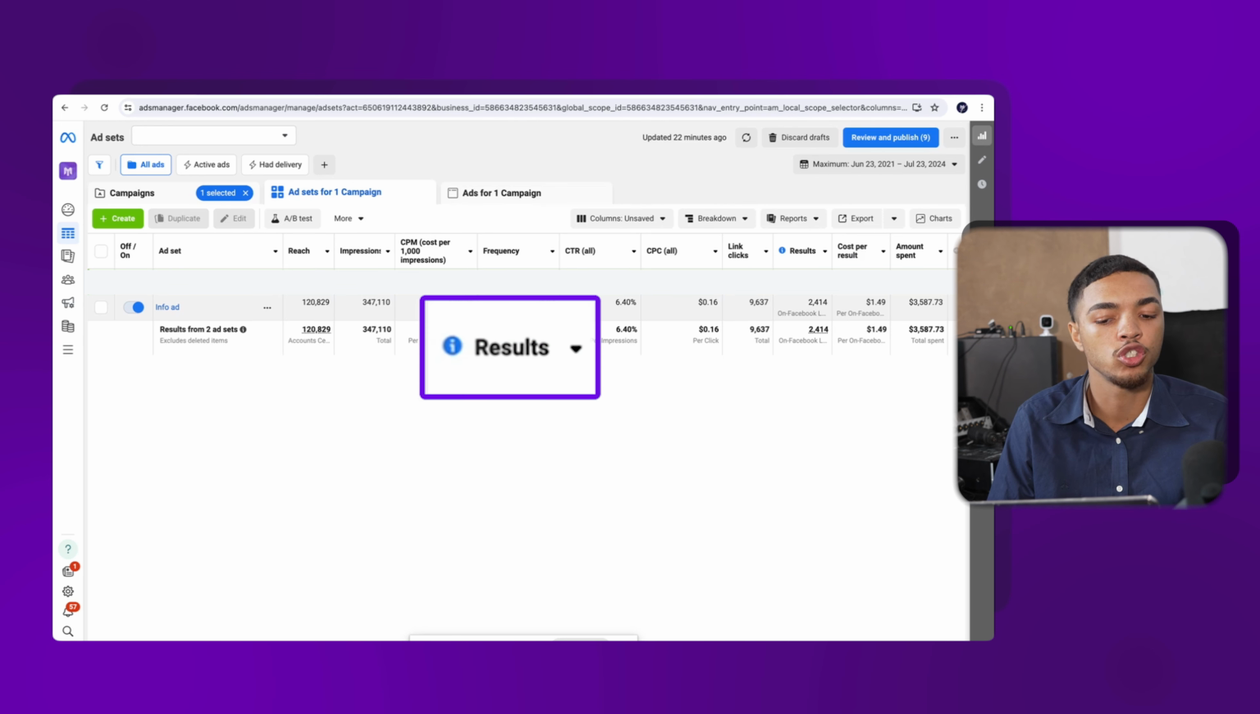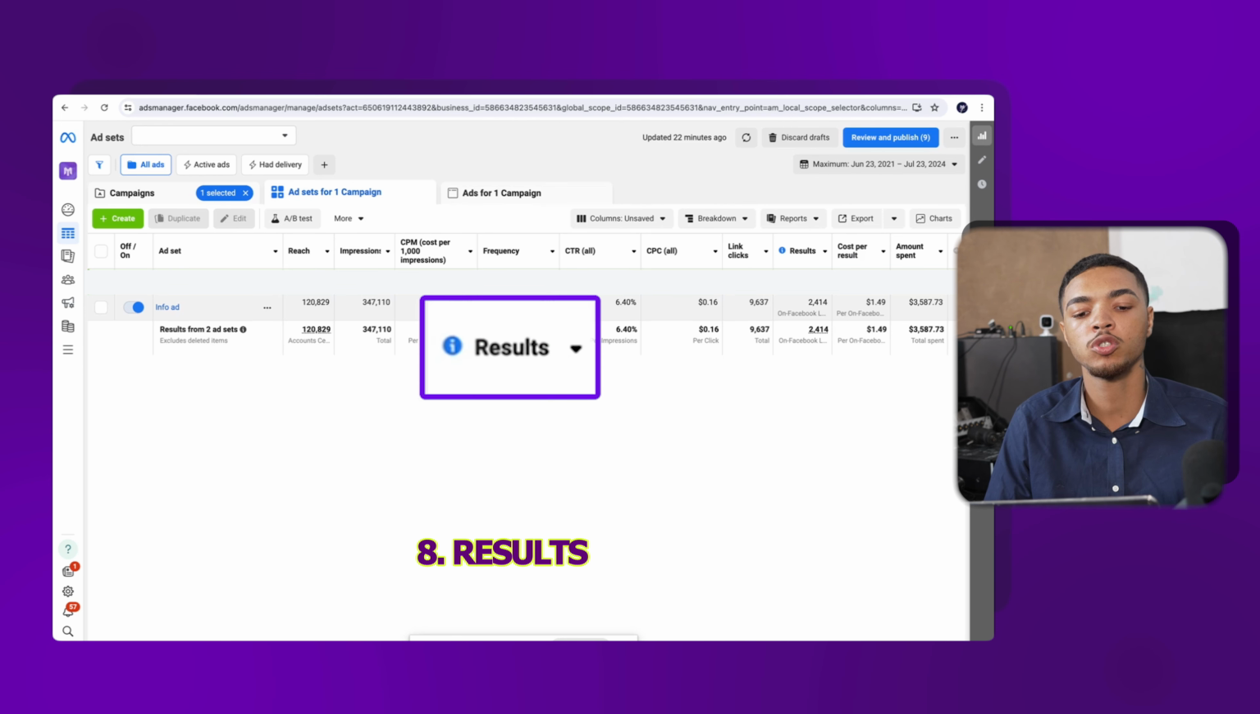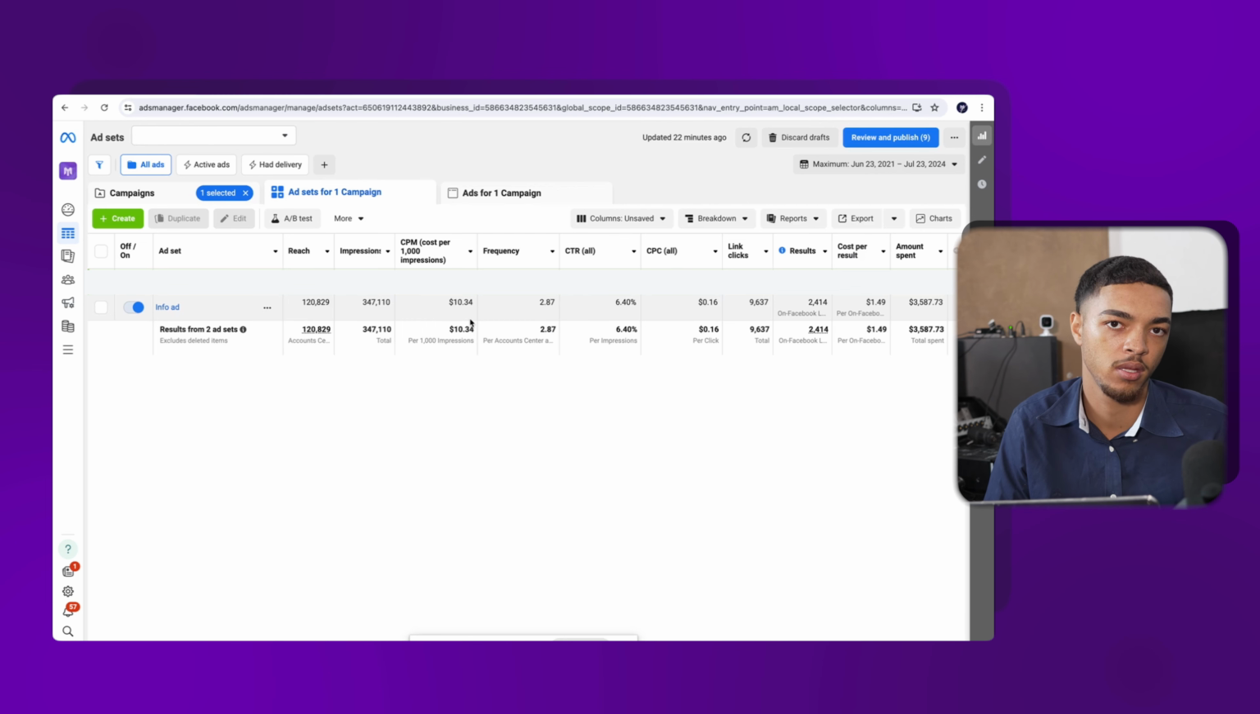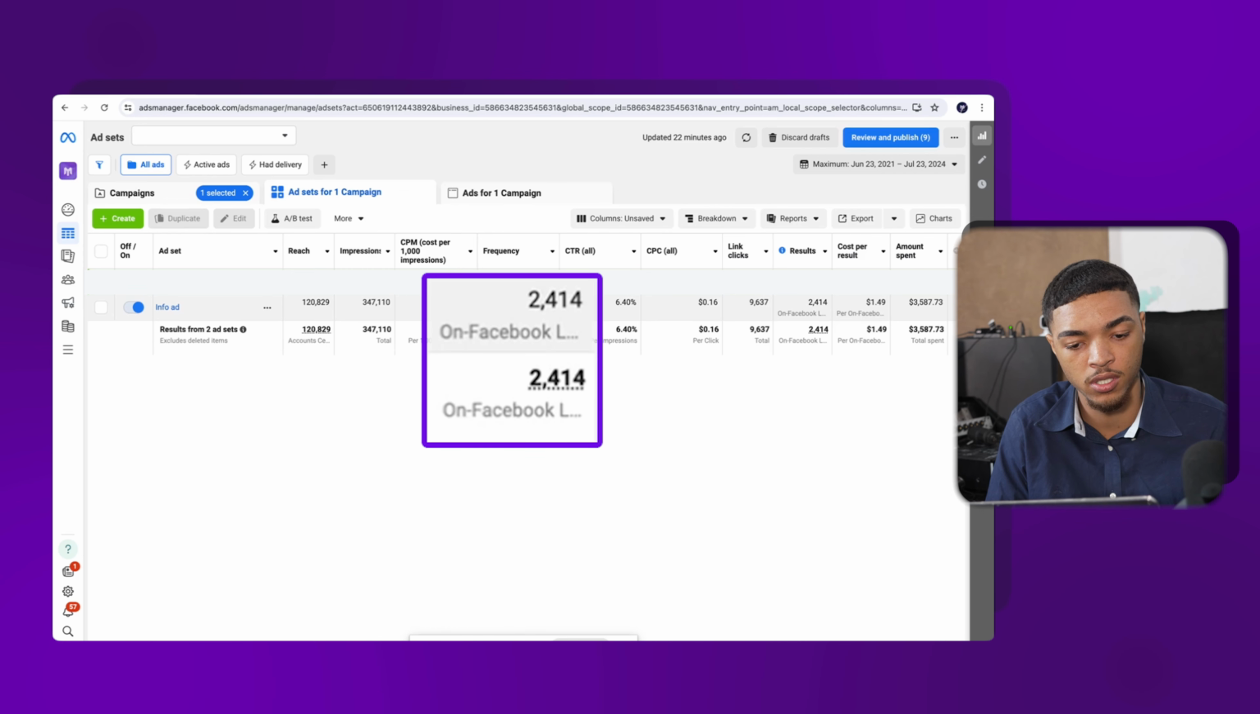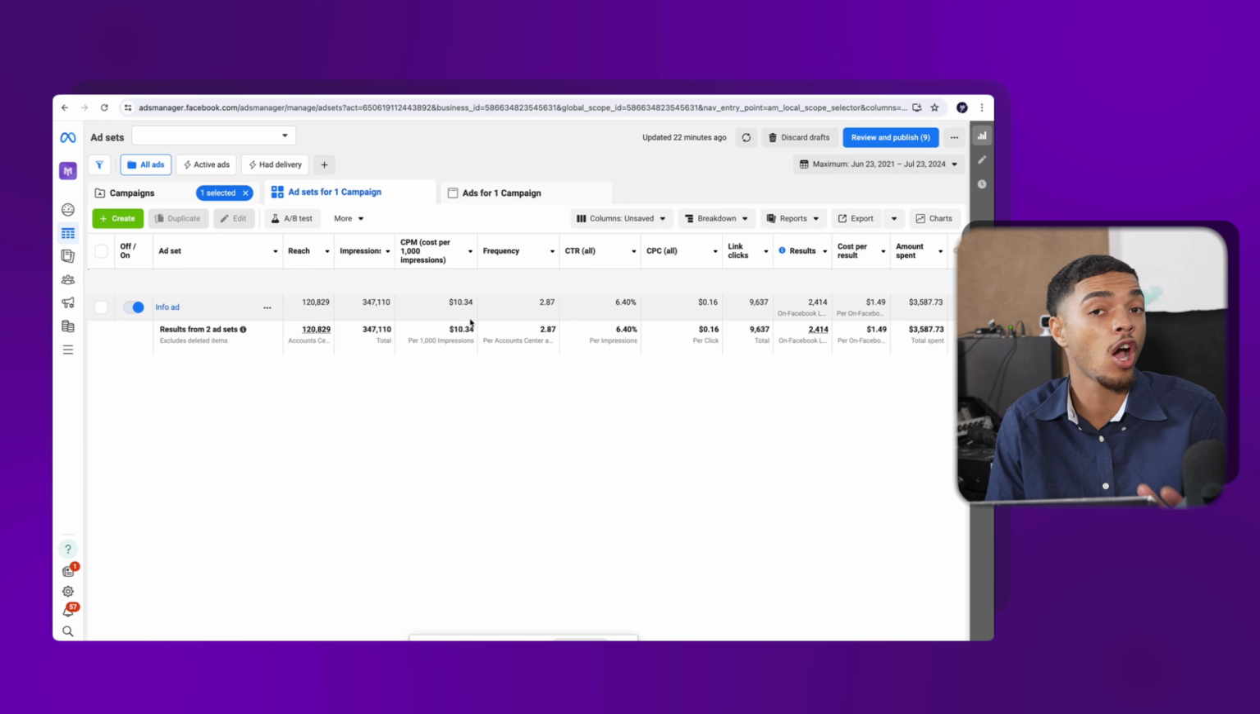Now we have results. So when it comes to a lead campaign on Meta, the results would be how many times a lead has given you their contact information. It's a total number. So here you can see for this ad, we were able to generate 2,414 total leads. So those are total contacts that we have from this ad that we can then go ahead and convert and sell them.